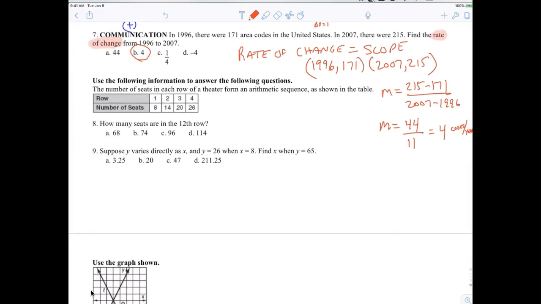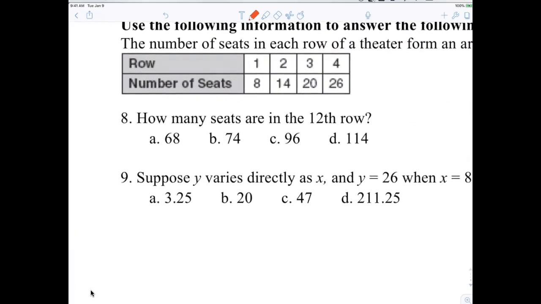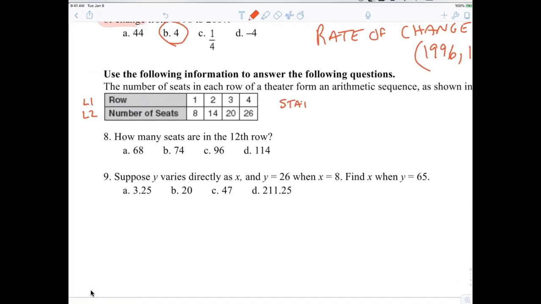Now on number 8. This is where we did L1 and L2. I need everybody on this one to remember you're going to stat, and then you're hitting edit. Then under L1, you type in 1, 2, 3, 4, and under L2, you type in 8, 14, 20, 26. Everybody needs to do that. Then you go stat, over to calc, down to linear regression, and hit enter all the way through. Then I want someone to tell me what the equation is that you came up with.